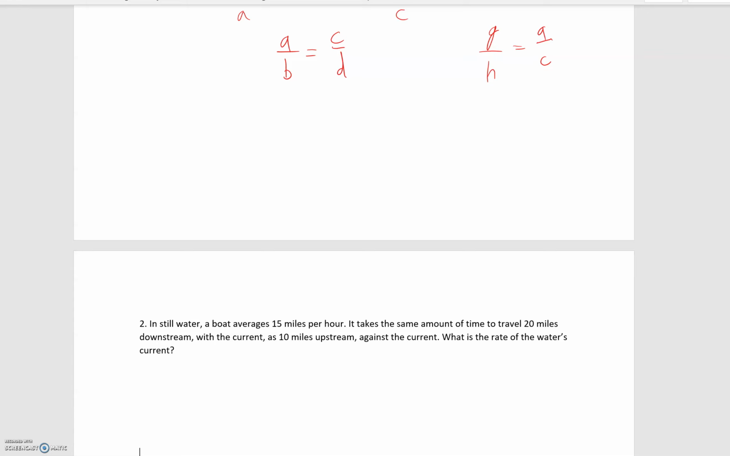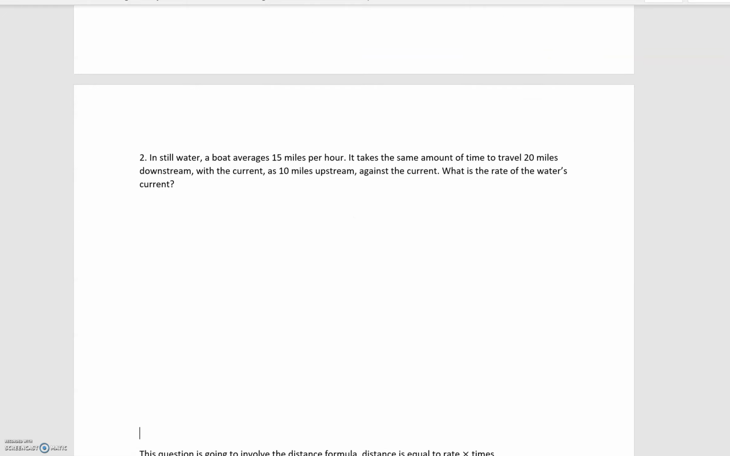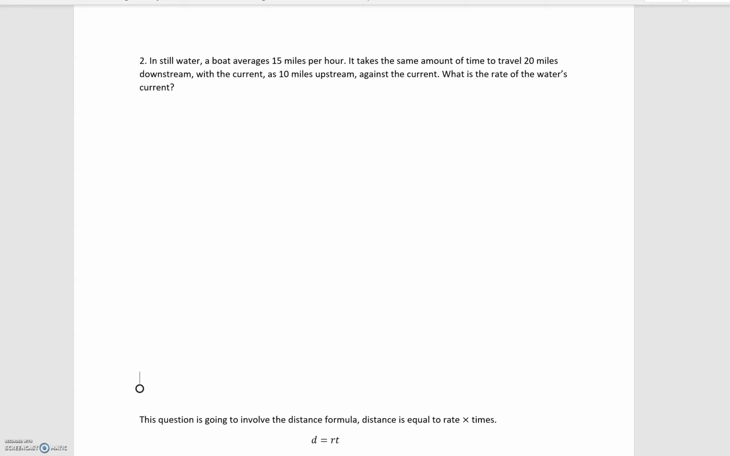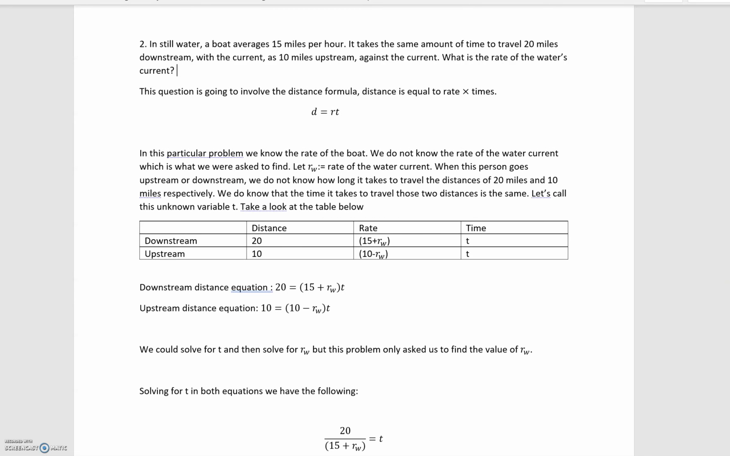In still water, a boat averages 15 miles per hour. It takes the same amount of time to travel 20 miles downstream with the current as 10 miles upstream against the current. What is the rate of the water's current? So this is a problem that is going to involve the distance formula. In the distance formula, d represents distance, r represents the rate, and t represents time. The distance formula is d equals r times t.